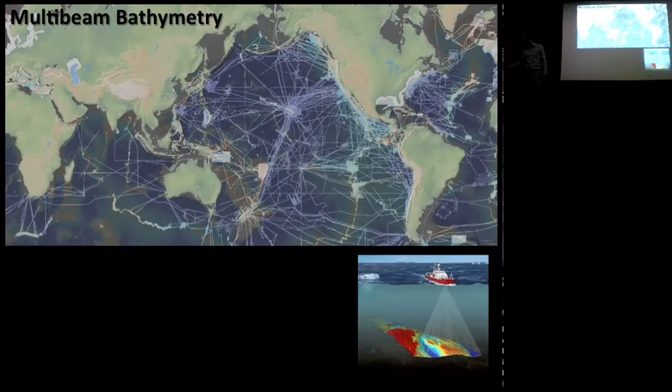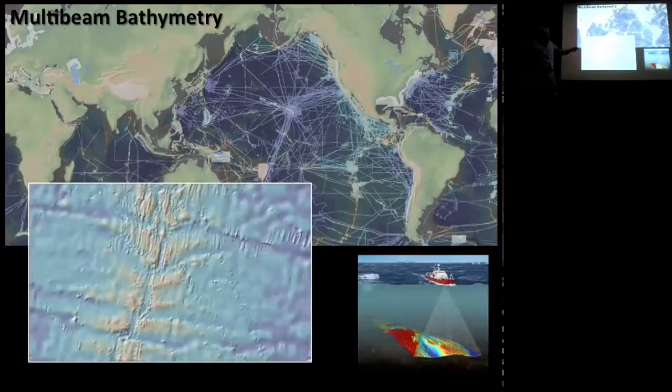There's just another example. This is taken from right here on the Mid-Atlantic Ridge, where we have the very blurry satellite data and then the much more detailed mapping from, again, a research or hydrographic vessel.